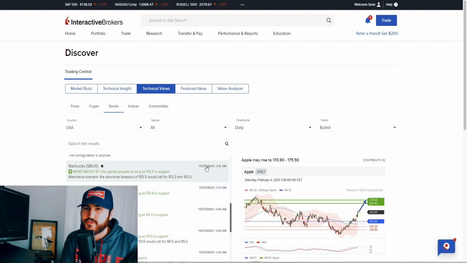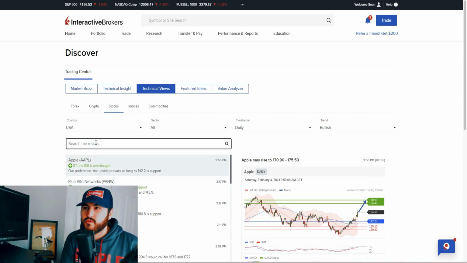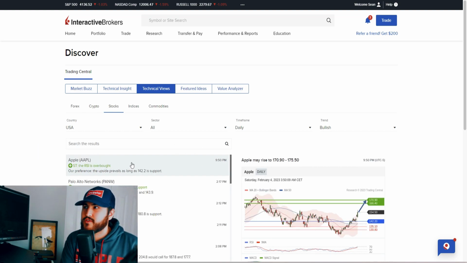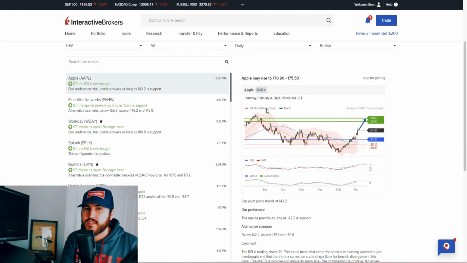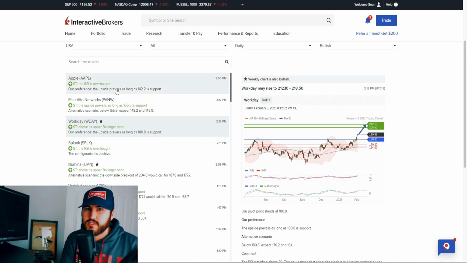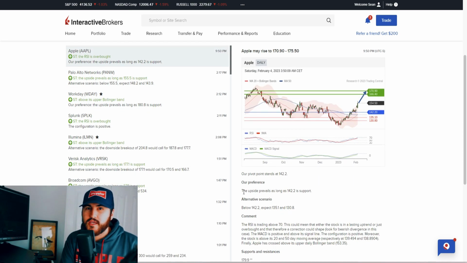And you can also search for stocks. If you were to type in a ticker like CrowdStrike, you can see that there was a technical view posted on that stock. Now, if you click on Apple, this is the information that you're going to get. It is based off of the daily chart, and all of these stocks are based off of the daily chart. And then they're going to give you the preference. They'll give you an alternate scenario. They'll give you a comment. They're going to show you support and resistance lines.